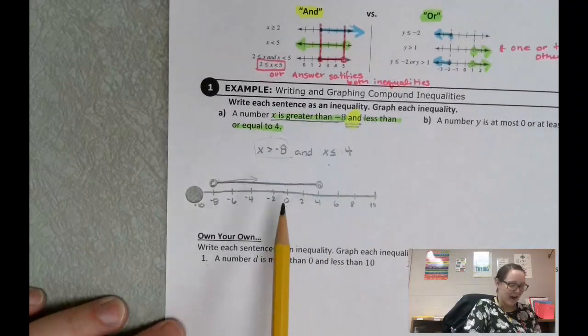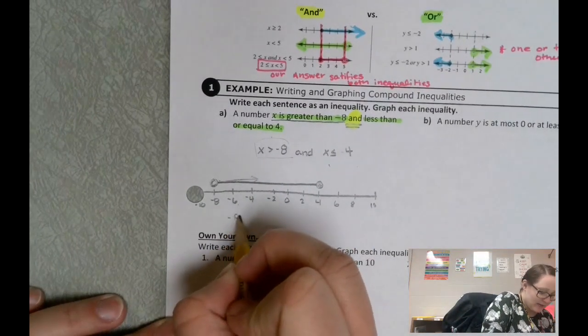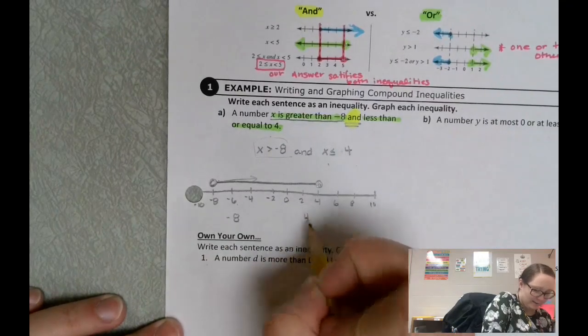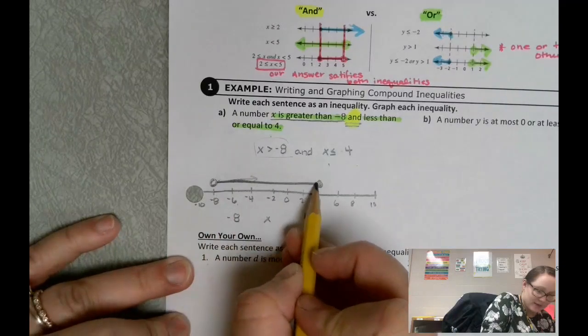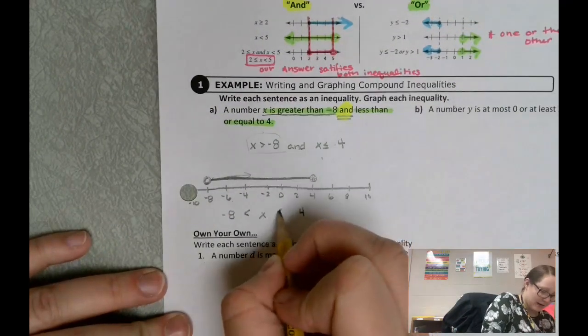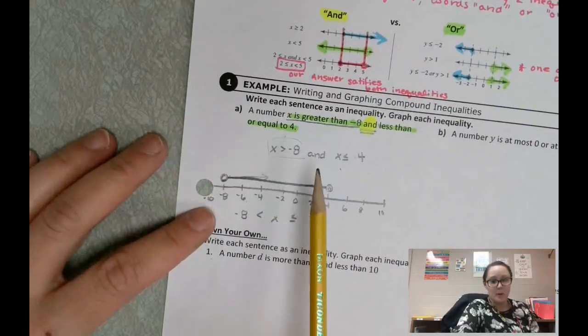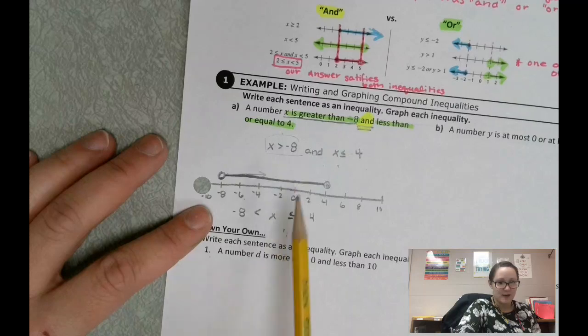I feel like graphing it first and then coming up with the inequality is easier because then I know my starting point is negative 8 and I know I'm going to go to 4. I know x falls in between them because remember this line represents all possible x values. And then I know x is bigger than negative 8 and less than or equal to 4. Both of these would be considered correct. You can write it either way, but that is how you do it.